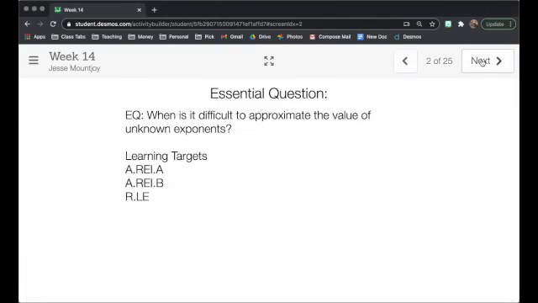All right, now that you've completed the Engage, here's our essential question. When is it difficult to approximate the value of unknown exponents?